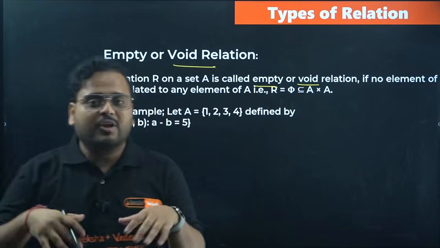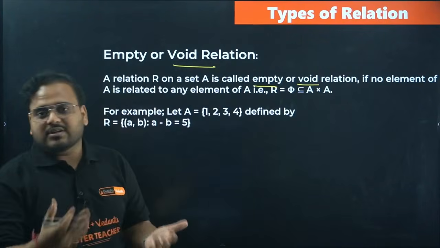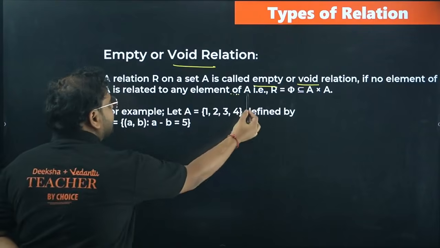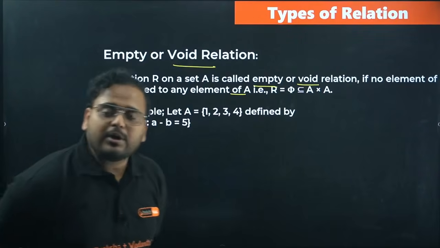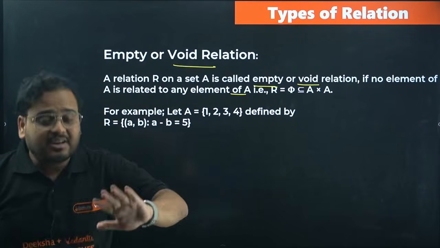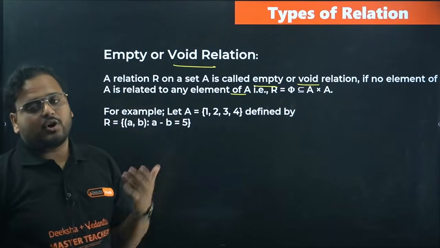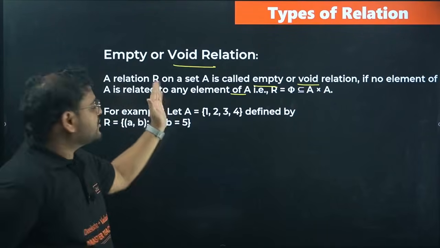Whenever none of the elements is related to any of the other elements in the given set, let's say I'm defining a relation on the set A, then none of the elements of set A is related to any other element of set A. Then it will be called a null relation or void relation. Please check, the definition is given over here.